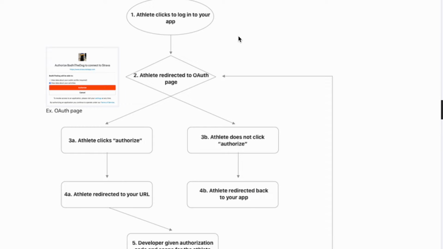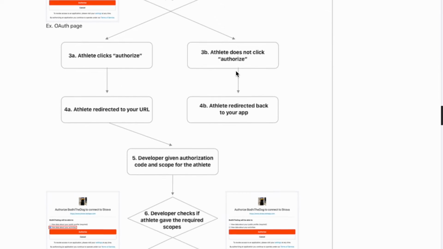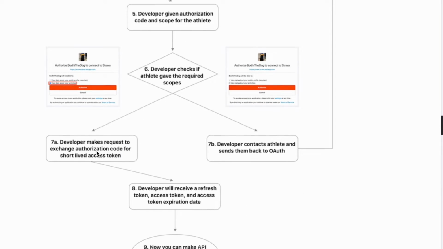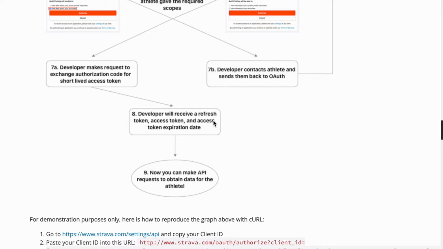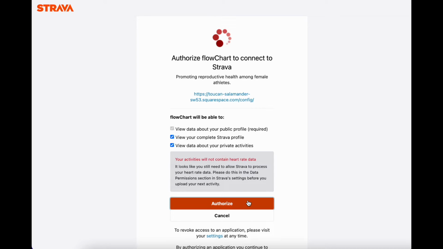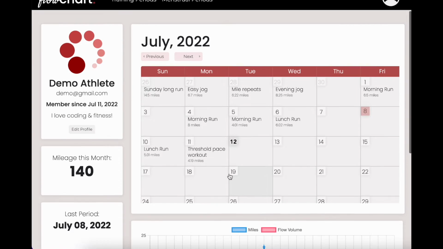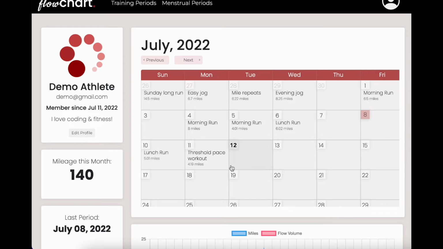The process requires flowChart to verify the required scopes, exchange the auth code for a temporary access token, receive a refresh token, and finally make API requests for data from the athlete. Upon logging in, you'll notice flowChart's two central features are the calendar and tracking graph.